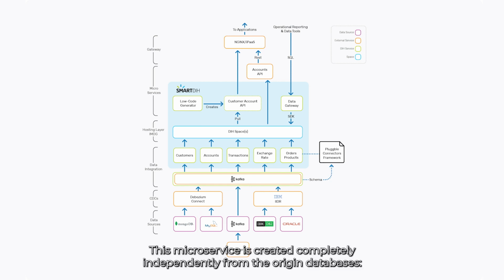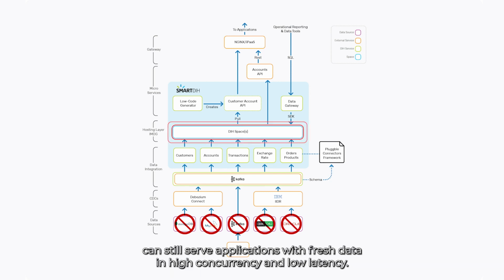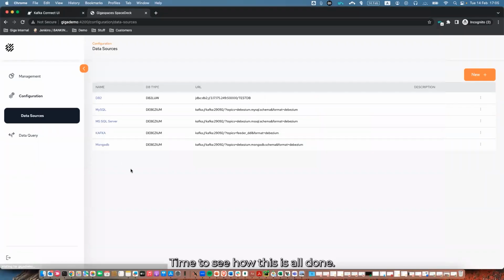This microservice is created completely independently from the origin databases. Even if any of the data services is down or taxed by a heavy batch load, Smart DIH can still serve applications with fresh data in high concurrency and low latency. Time to see how this is all done.